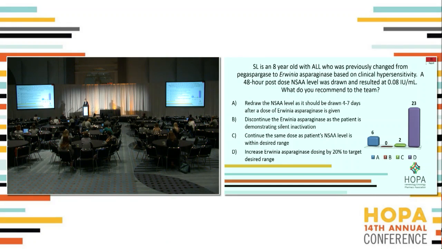Okay, and the majority of you guys got it right. So the one thing that was tricky about option A is that would be a PEG asparaginase recommendation of drawing 4 to 7 days after. With Erwinia, you draw a trough level at 48 hours.